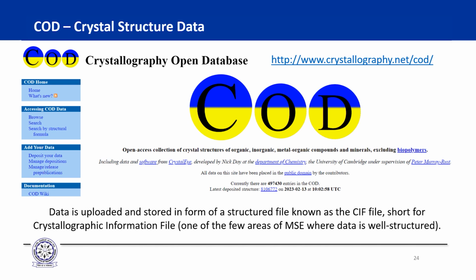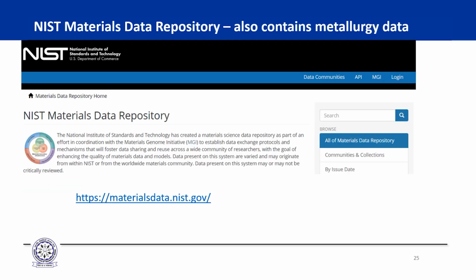However, crystallography is one field where you have a lot of structure that was already built in earlier. And so the crystallography data is uploaded and stored in the form of very well-structured files known as CIF files. CIF is short for crystallographic information file. So this is an aberration in the sense that this is one of the areas of material science and engineering where the data is extremely well structured.